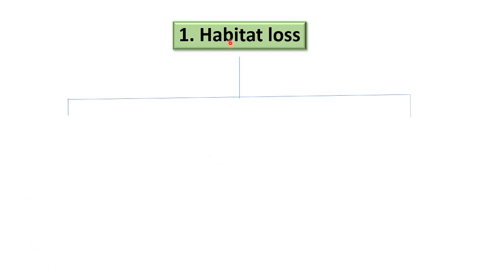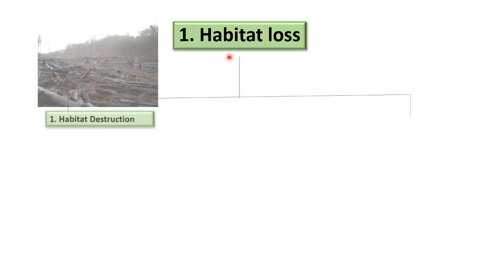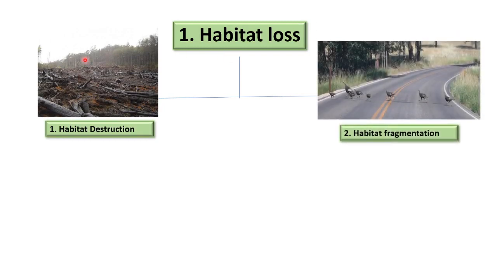Habitat loss can be divided into two types. These are habitat destruction and habitat fragmentation. Habitat destruction is complete elimination of a localized or regional ecosystem. Now, this can happen by two types of activities. These are either anthropogenic or natural activities.